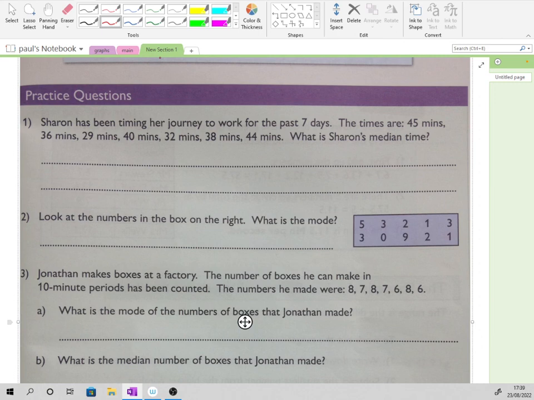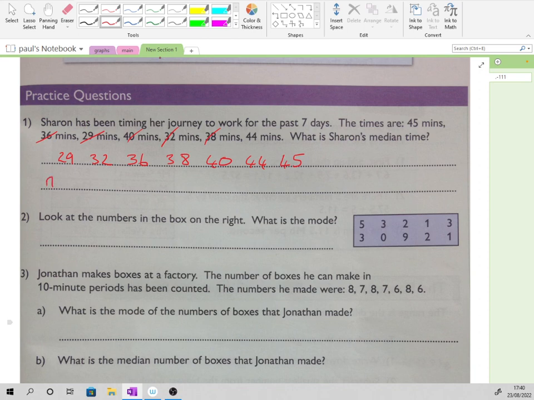So I'm going to do 29. And I'm going to cross them out as I go along so that I don't forget. Don't miss any out, because it's dead easy to miss things out. What do I need? 36, 38, 40, 44, and 45. Okay, so 1, 2, 3, 4, 5, 6, 7.